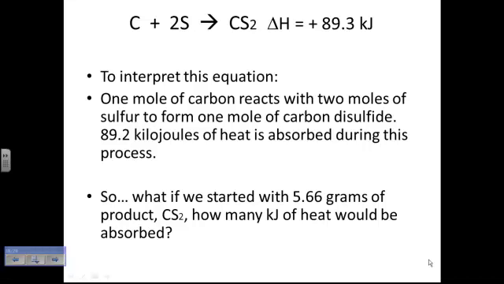Knowing the recipe tells us for every 1 mole of carbon reacting with 2 moles of sulfur, we form 1 mole of carbon disulfide. Coefficients stand for moles. But now we also have kJ introduced. That process absorbs 89.3 kJ of heat. So, what if we started with 5.66 grams of the product? We know 1 mole of product relates to 89.3. How many kJ of heat?